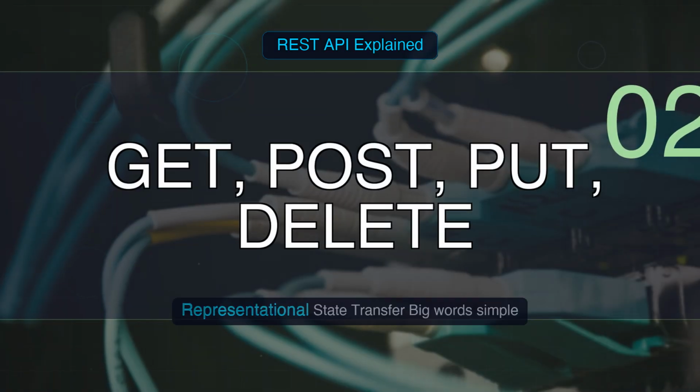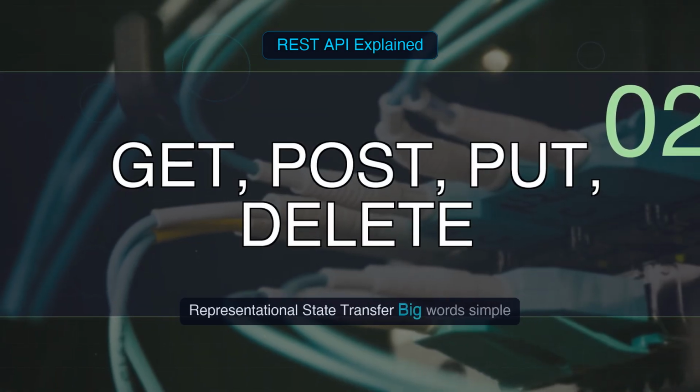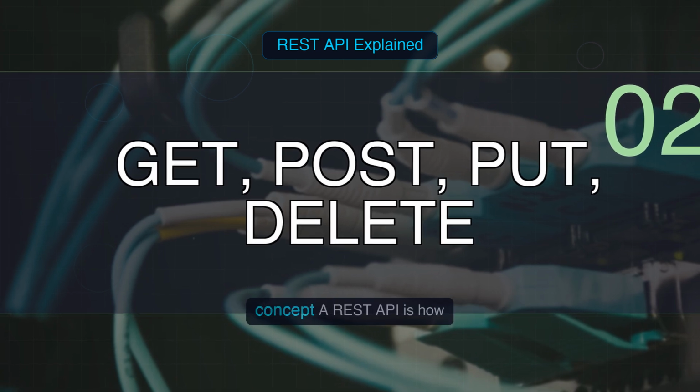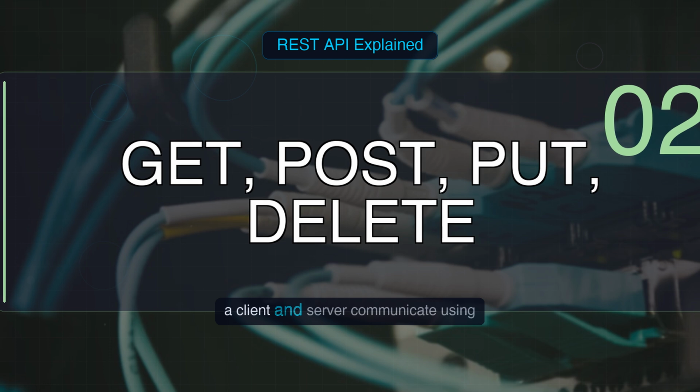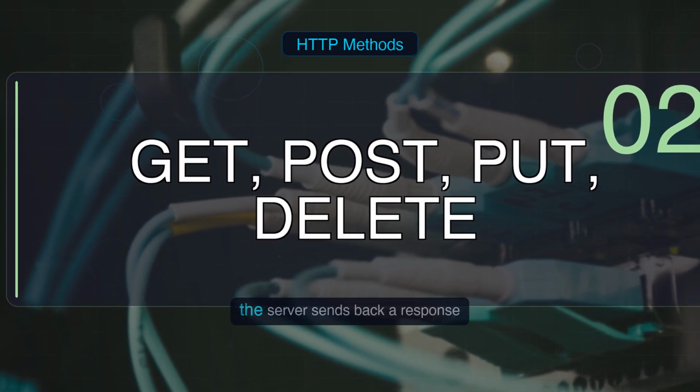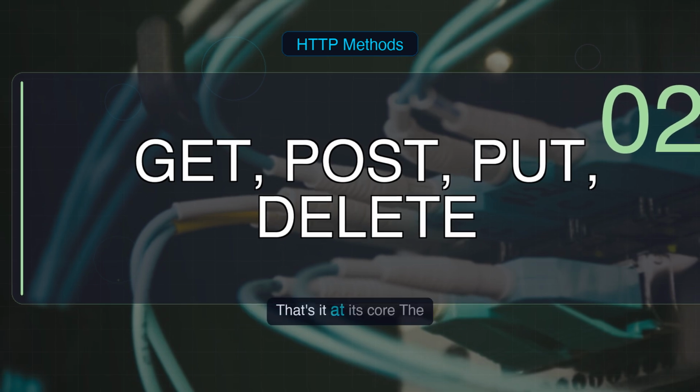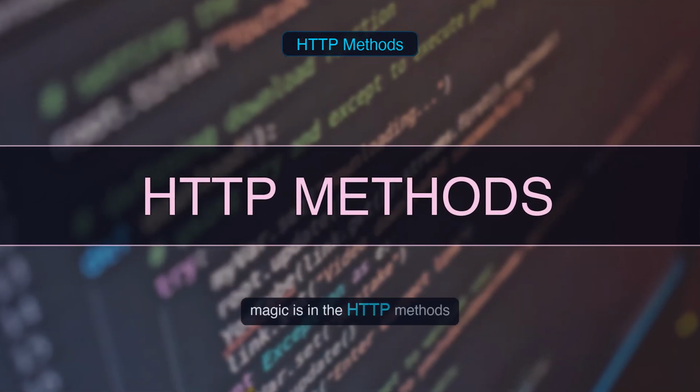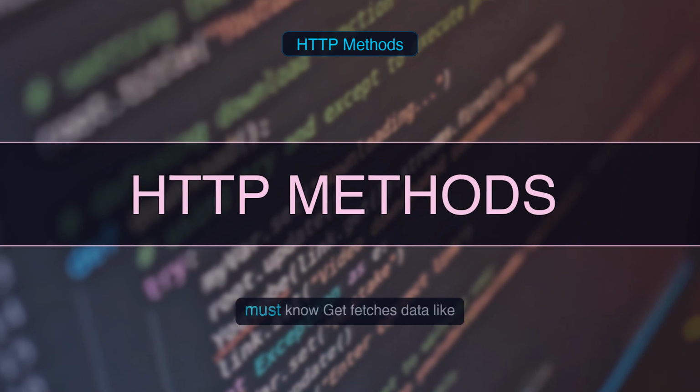REST stands for Representational State Transfer. Big words, simple concept. A REST API is how a client and server communicate using HTTP. The client sends a request, the server sends back a response. That's it at its core. The magic is in the HTTP methods. There are 4 main ones you must know.